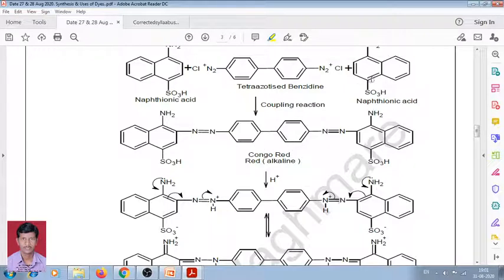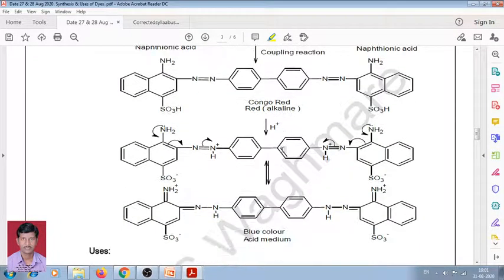Congo red has been synthesized from 2 molecules of naphthionic acid with tetraazotized benzene. Okay, now Congo red has a red color in alkaline medium, and when we add acid medium, that is HCl, to the Congo red, at that time this H proton gets abstracted by this nitrogen atom. It has a lone pair of electrons from both sides. Therefore, the acid gets protonated on this nitrogen atom. That's why both the nitrogen atoms become positively charged.